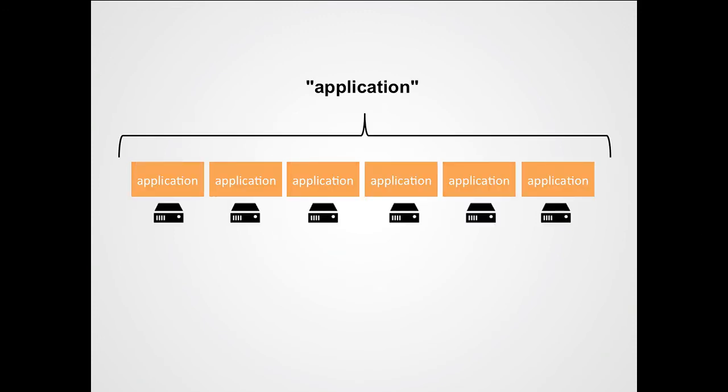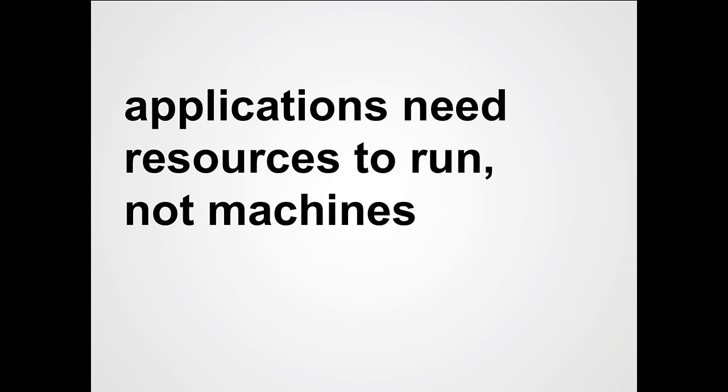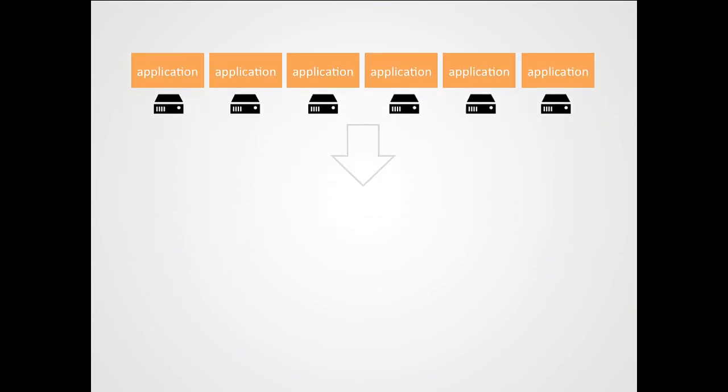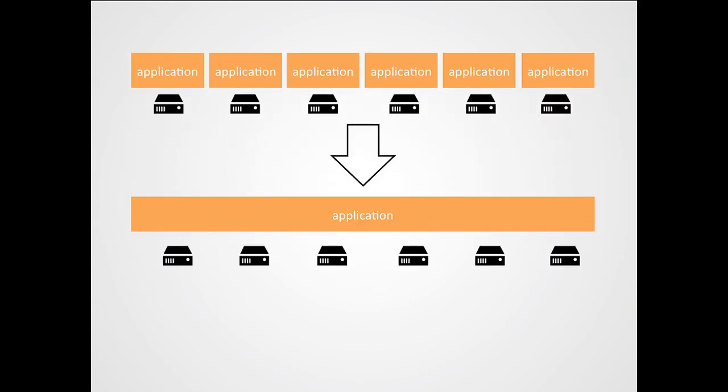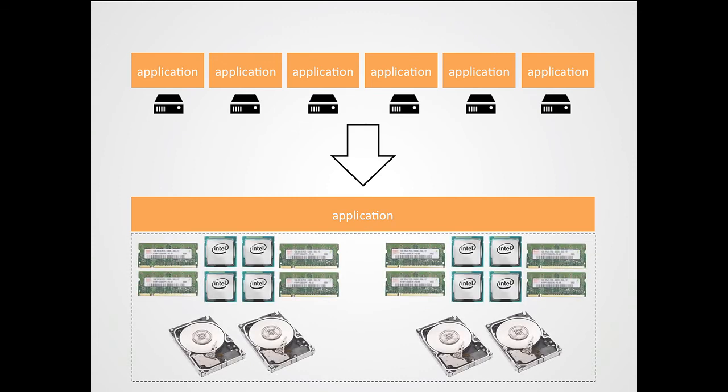Most of us build and think about distributed systems where our application is really made up of a whole bunch of individual applications that run across a whole bunch of different nodes. But applications don't need those nodes or those machines to run. They just need the resources to run whatever computations they want to run. So a world that's more interesting to me is one in which I can just think of a single application that I'm running. And maybe that application is, in fact, running across a bunch of machines. But actually, I don't want to think about those as machines. I'd rather think about them as a big pool of resources, abstracted away for me to actually write my application.